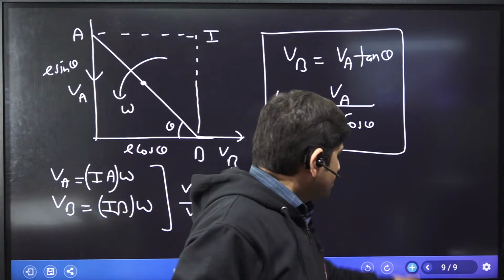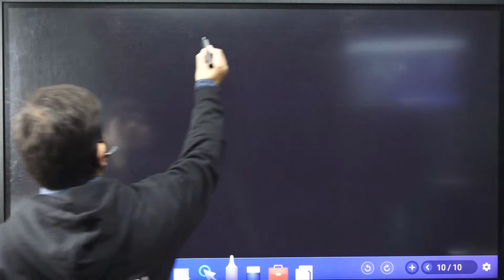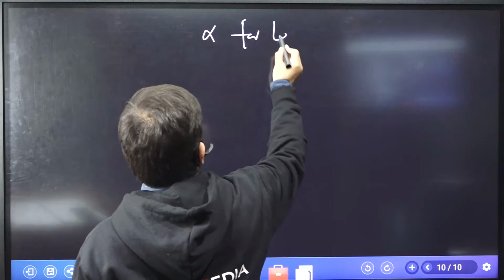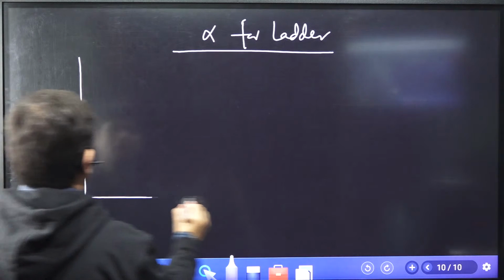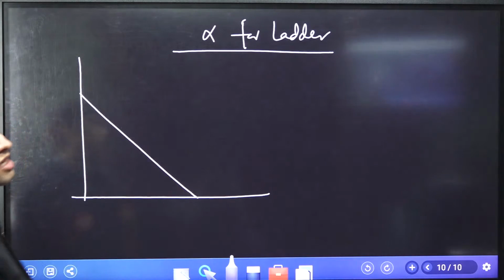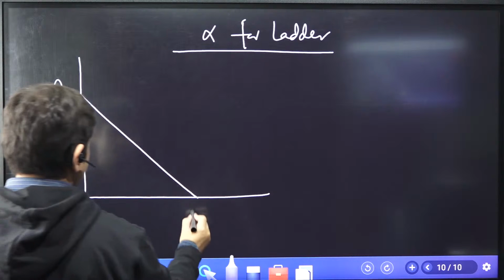And now I'm going to discuss something for which I want your maximum attention. Third case, angular acceleration of the ladder. Are you attentive? If not, bring your maximum attention this side, because this question is going to come. So now I'm going to find alpha for the ladder. This is the most important topic, for which I want your full attention, or else you will not understand it.